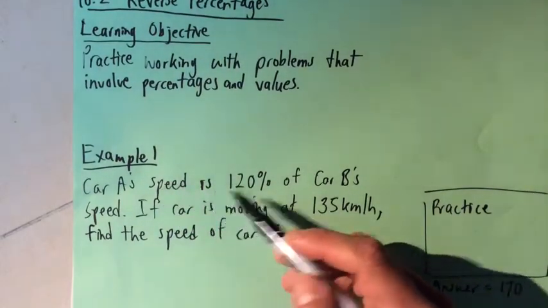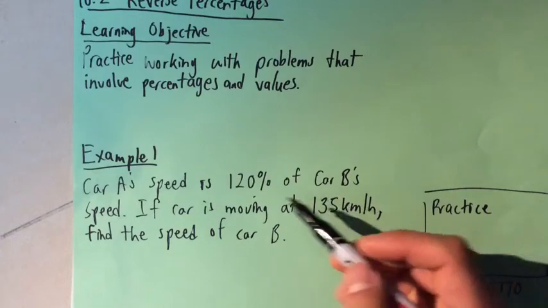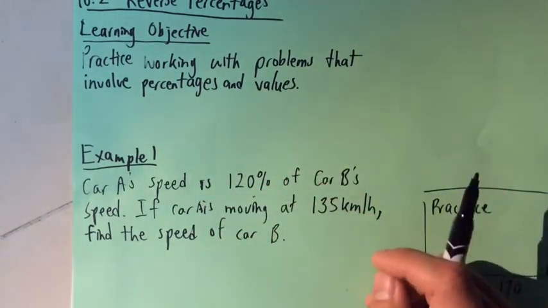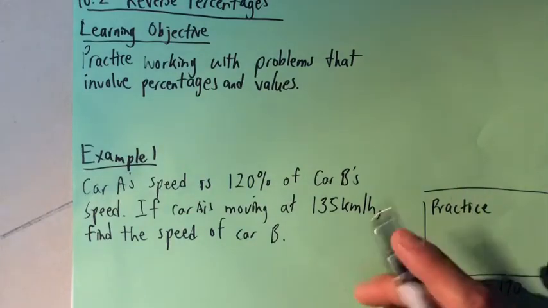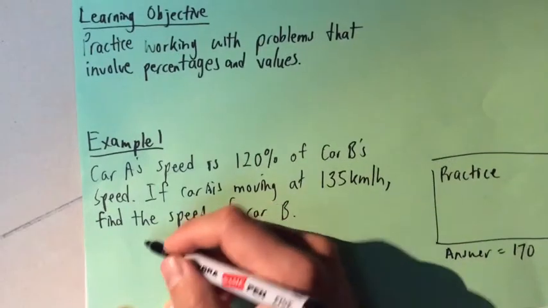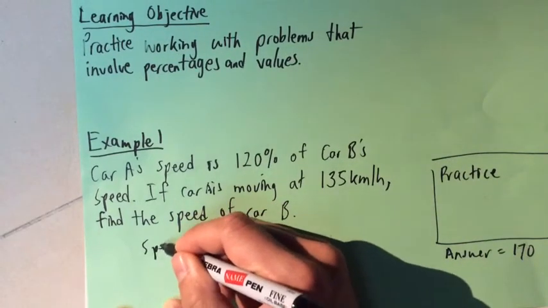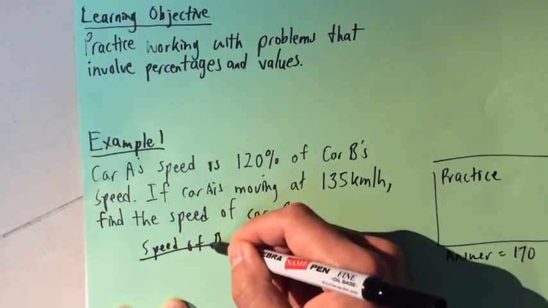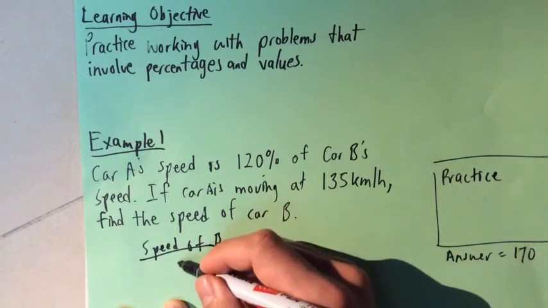Car A's speed is 120% of car B's speed. If car A is moving at 135 kilometers an hour, find the speed of car B. So, in this case, we get the speed of B and we divide that by the percentage.